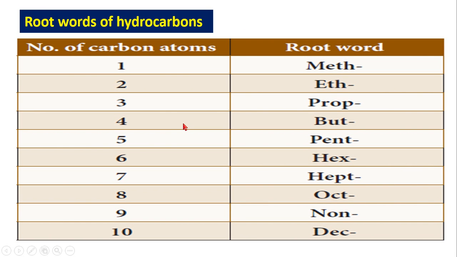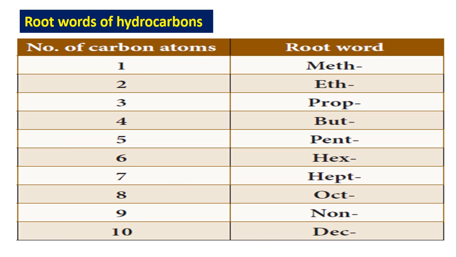The first one, root word of hydrocarbons. What is a root word? Root word is a basic unit. It describes the carbon skeleton, the number of carbon atoms present in the carbon chain. The parent chain of hydrocarbons containing 1 to 10 carbon atoms.